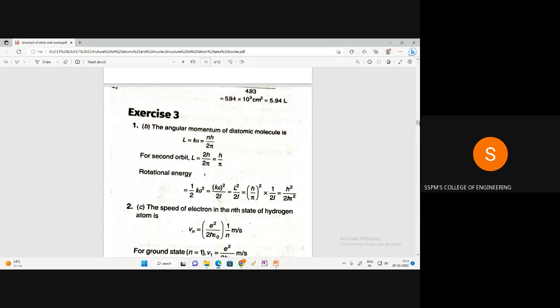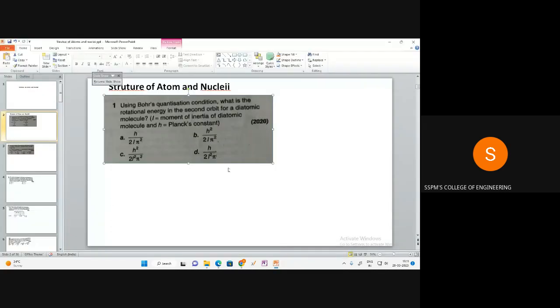Okay. L is angular momentum. I is moment of inertia. And if you are substituting L equals h upon pi as n equals 2, we are reaching the expression h square upon 2I pi square. Okay, so that's the correct answer. The answer is correct: h square upon 2I pi square.